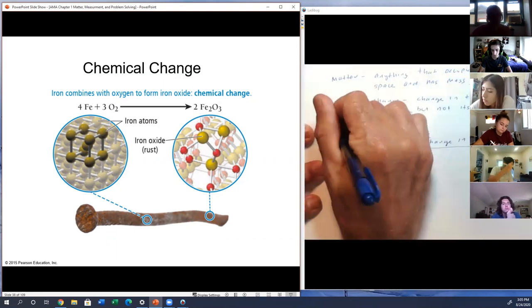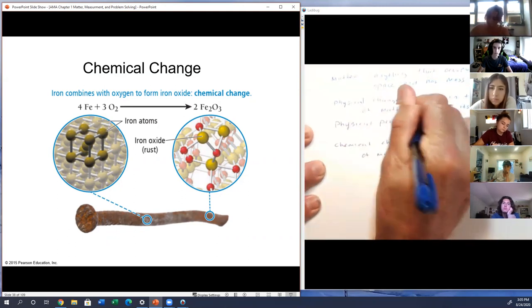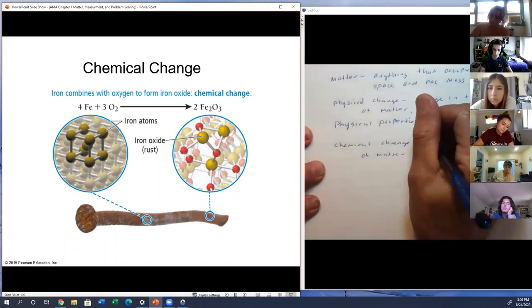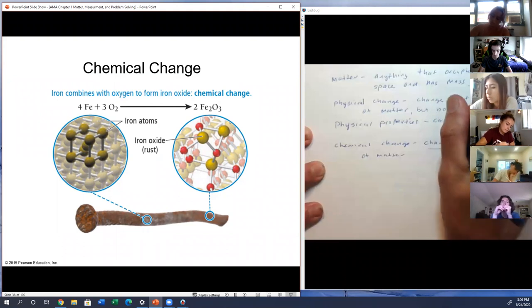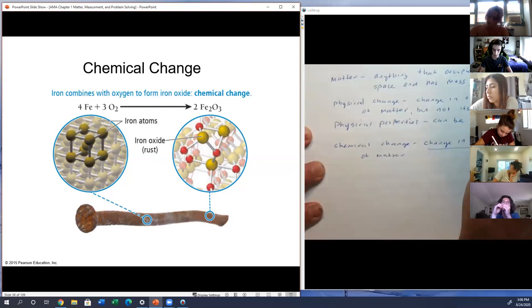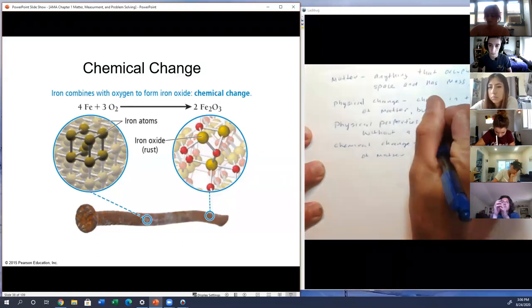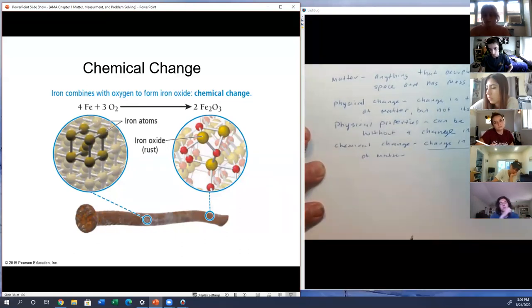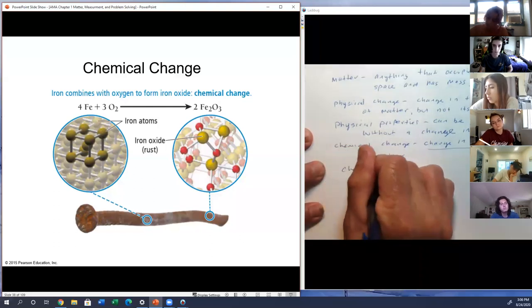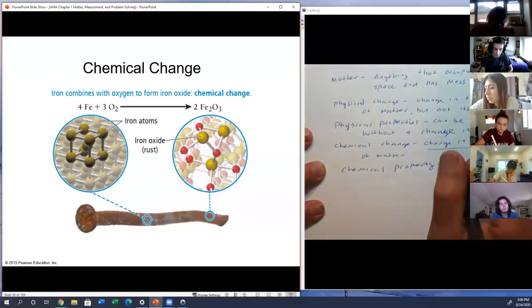Associated with physical change are physical properties. Physical properties are properties that matter can display without changing its composition. Okay. A chemical property, on the other hand, can only be displayed by a change in composition.